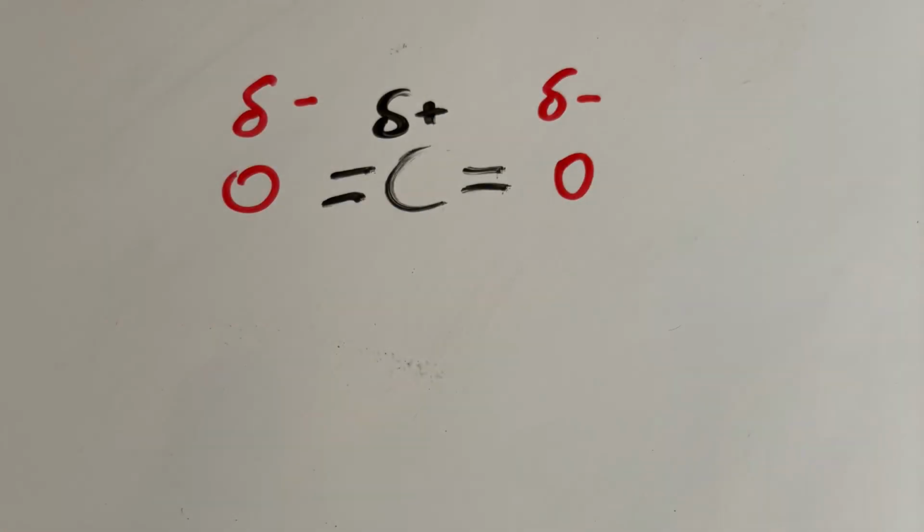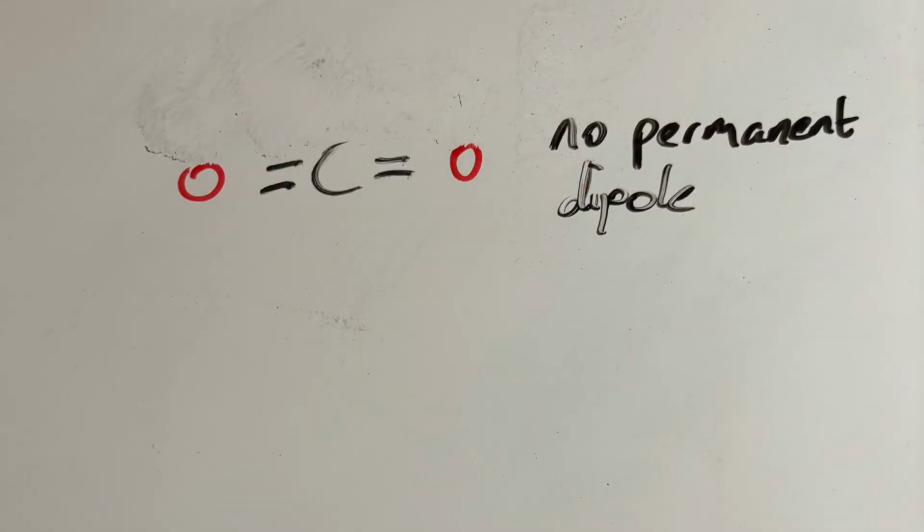Now, while the same is true in carbon dioxide, that oxygen is more electronegative than carbon, there is no permanent dipole because the molecule is symmetrical, and so the two dipoles cancel out.